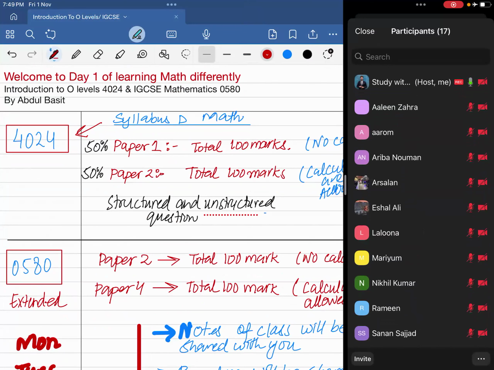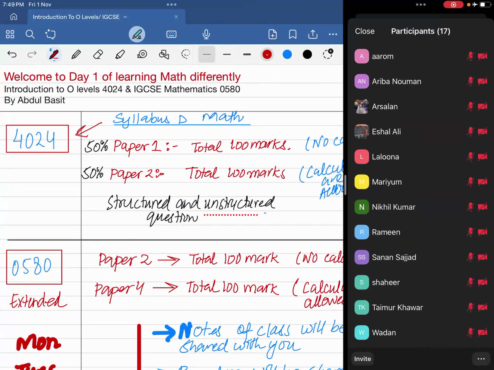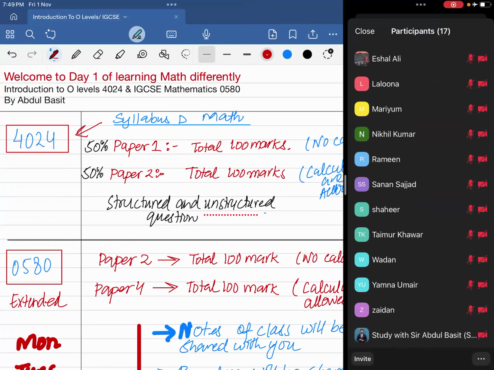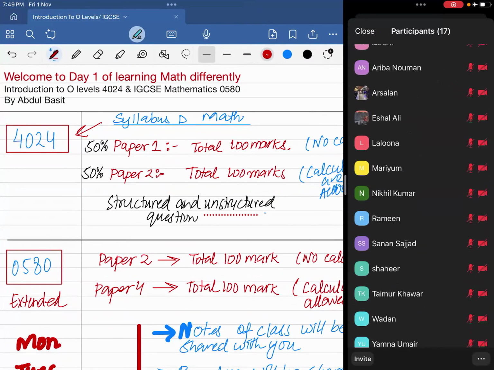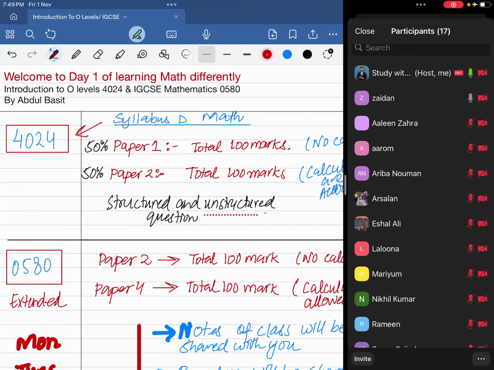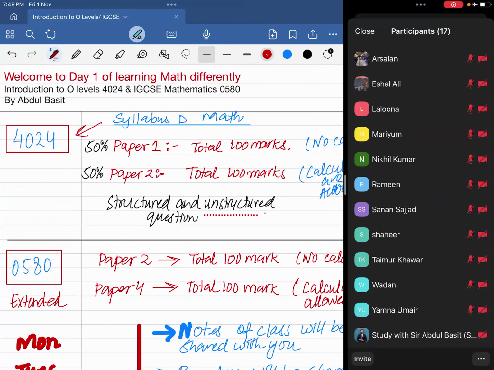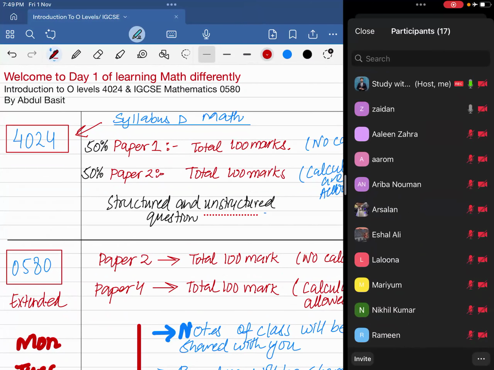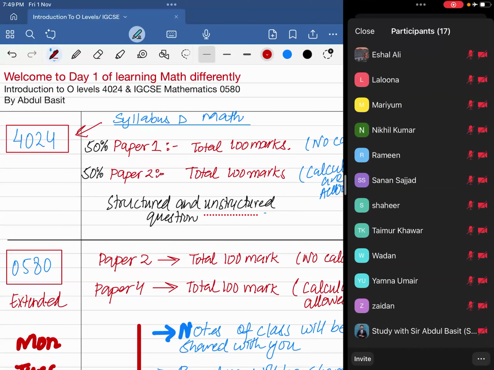So one by one, we have talked. I have talked to almost all the students, except for Zaidan, I guess. Zaidan, how are you? Assalamu alaikum. Walaikum salam, sir. Okay, Zaidan, you are also appearing in 4024, which is O Level maths, right? Yes. All right. So anyone else? Beta, anyone I haven't spoken to yet? I have spoken with everyone.